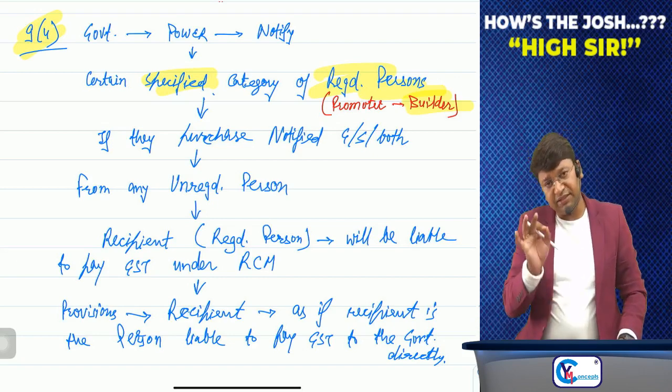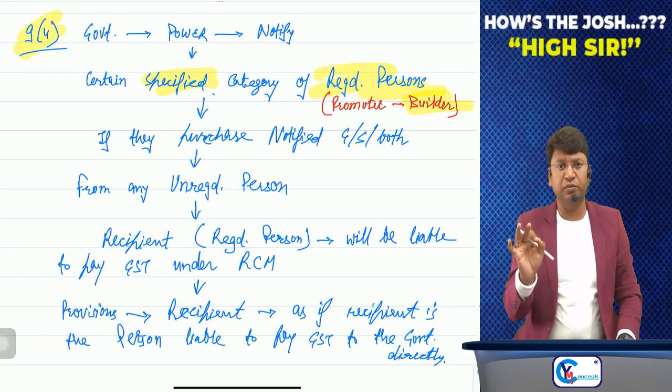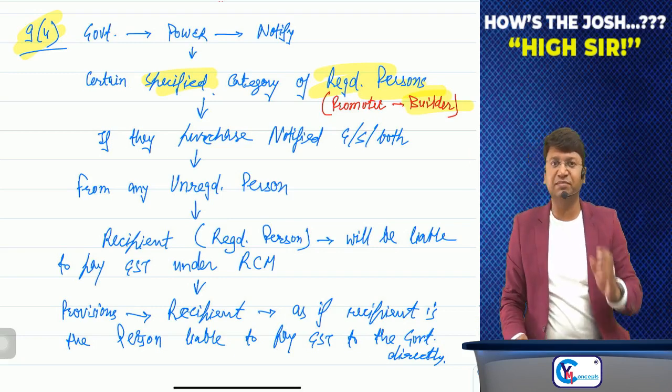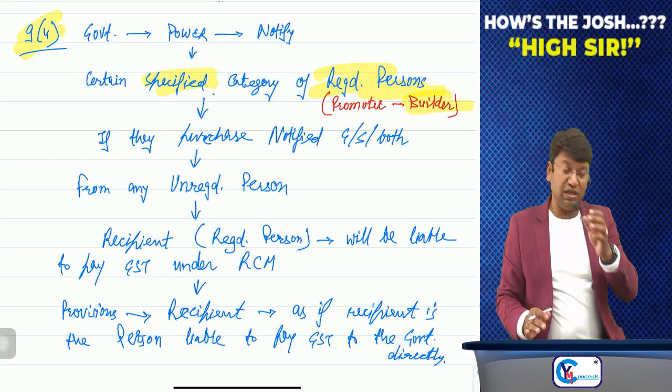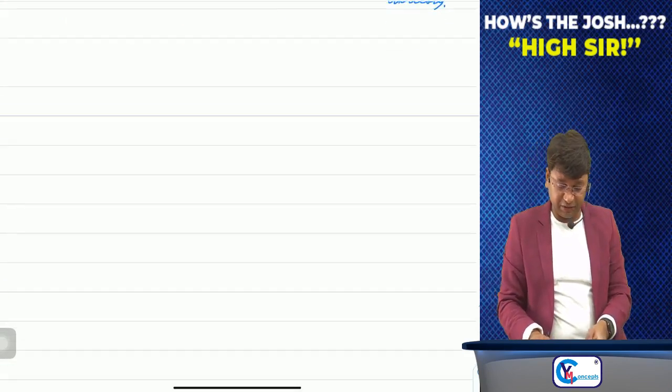Okay, and again this section we will discuss in detail, and notified category of goods or service will also be discussed in chapter number 7. A separate chapter is given regarding reverse charge mechanism and electronic commerce operator. Sir, we will be discussing in chapter number 7 separately. Okay, done. This is section number 9 subsection 4.